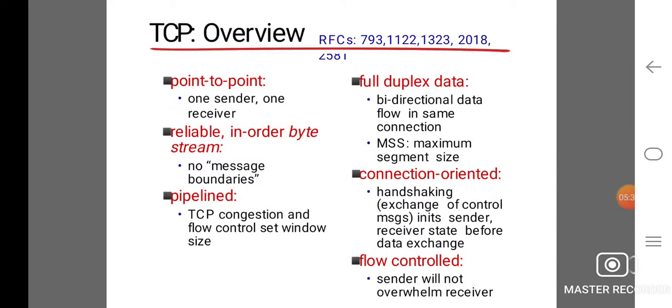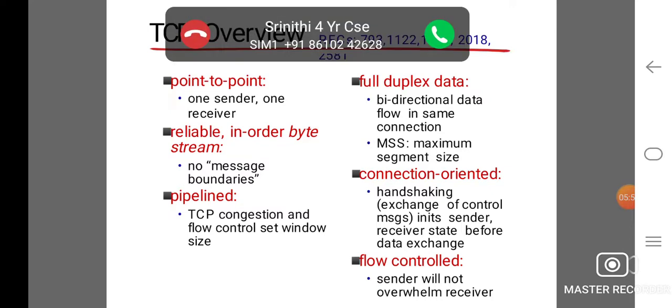TCP overview. This is a point-to-point protocol: one sender and one receiver. It is a reliable, in-order byte stream. Here there are no message boundaries. In pipelined TCP, congestion and flow control set the window size. Full duplex data: bidirectional data flow in the same connection. MSS is the maximum segment size. It is also connection oriented.